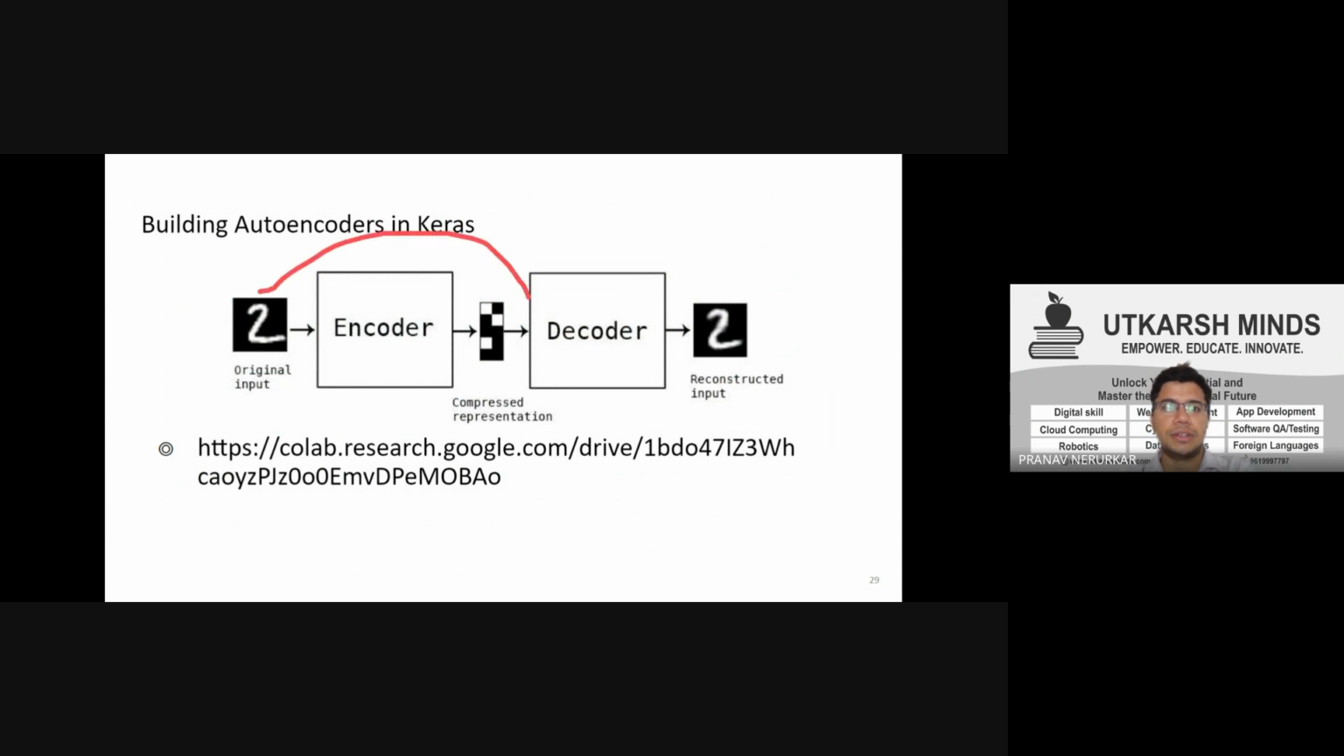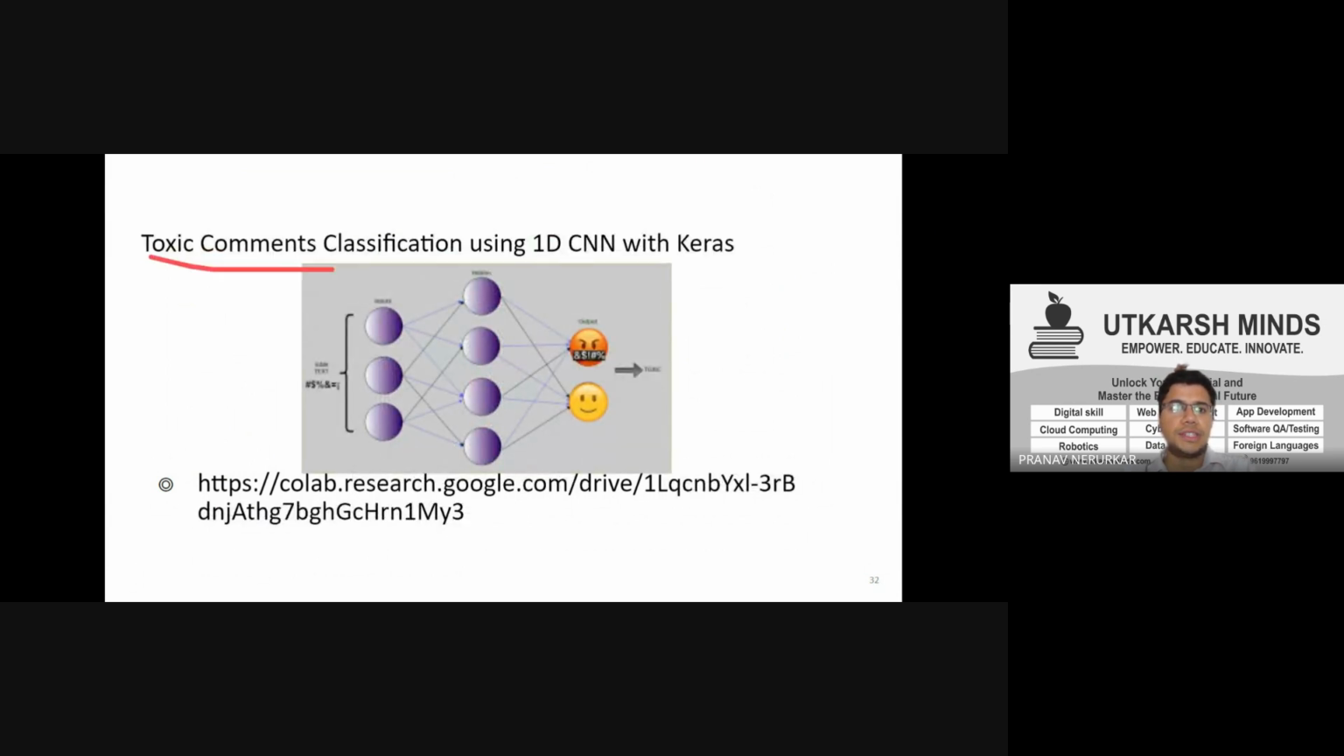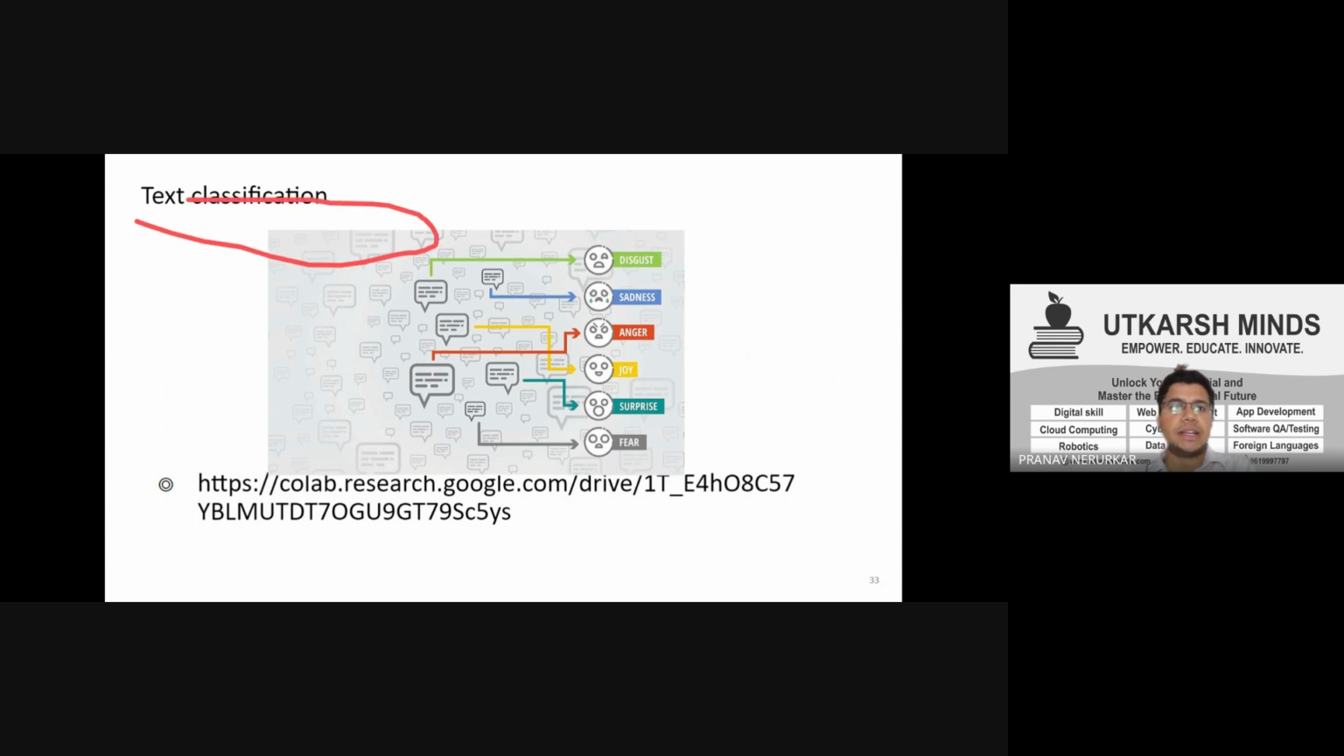Data reduction, that means converting from higher dimension to lower dimension, compressing the data, and then decompressing it for a reconstructed image. Then there is weather time series, that means the prediction of temperature, air pressure, and humidity. Imbalanced data classification, that means credit card value prediction, fraud or not fraud. Toxic comments classification, that means automatically filtering the type of comment. Sentiment analysis means depending on the sentiment in the text, we identify which of the categories the text belongs to.